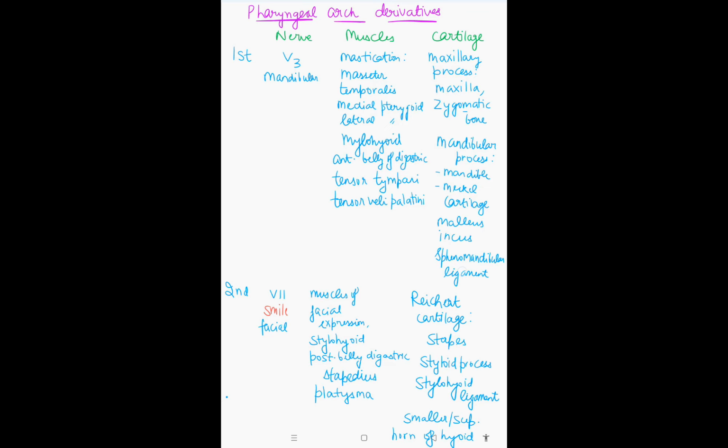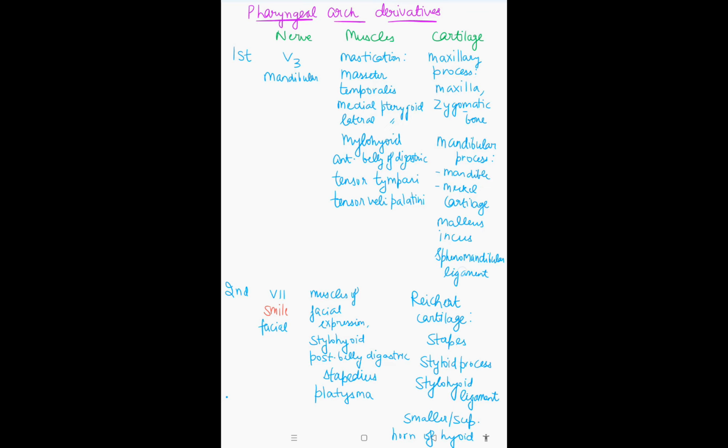Then we have the second arch. Second looks like S, so second is for smile: seventh nerve, the facial nerve. The muscles are the muscles of facial expression. In the first arch it was mylohyoid, here it is stylohyoid. In the first arch it was anterior belly of digastric, here it is posterior belly of digastric. And tensor tympani in the first arch, here it is stapedius. So three muscles are analogous, meaning we can remember them by comparing both arches: stylohyoid and mylohyoid, posterior belly and anterior belly, stapedius and tensor tympani.